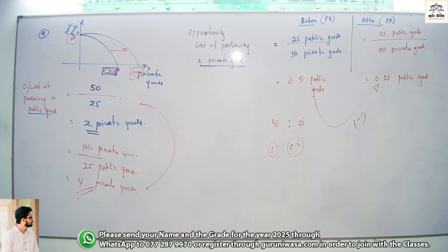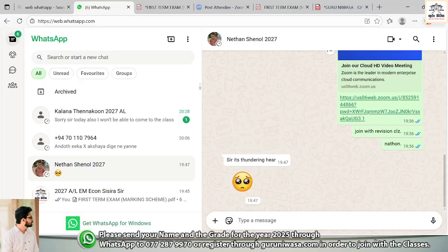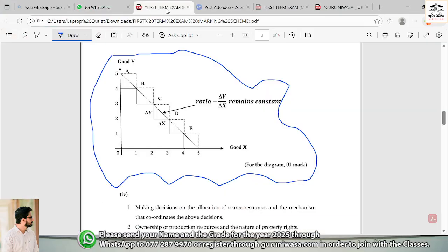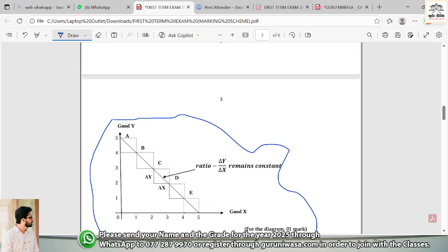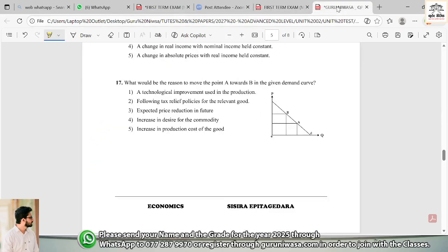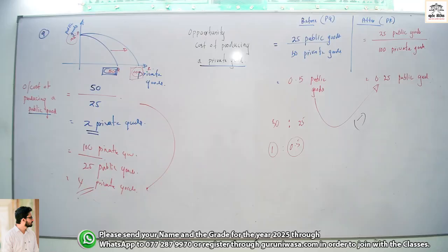Suddenly tell me, what is the answer for question number 17? What would be the reason to move from point A towards point B in the demand curve? Here point A and B mean two equilibrium points.